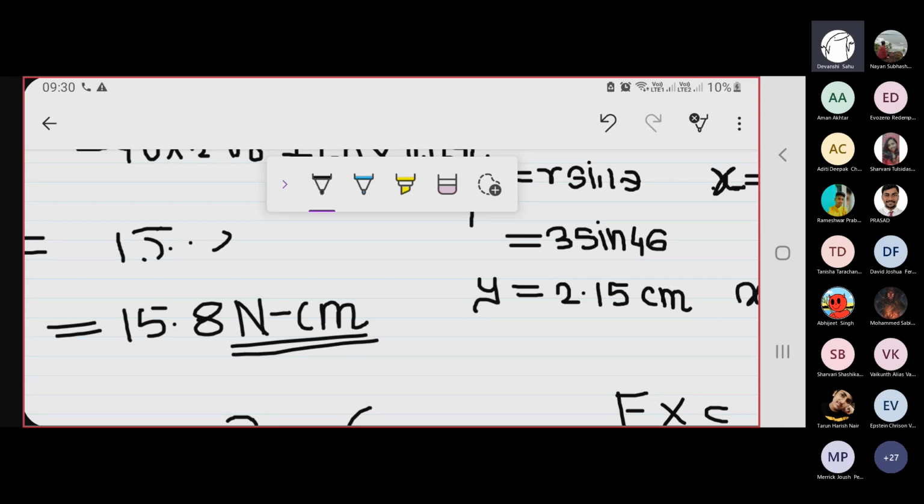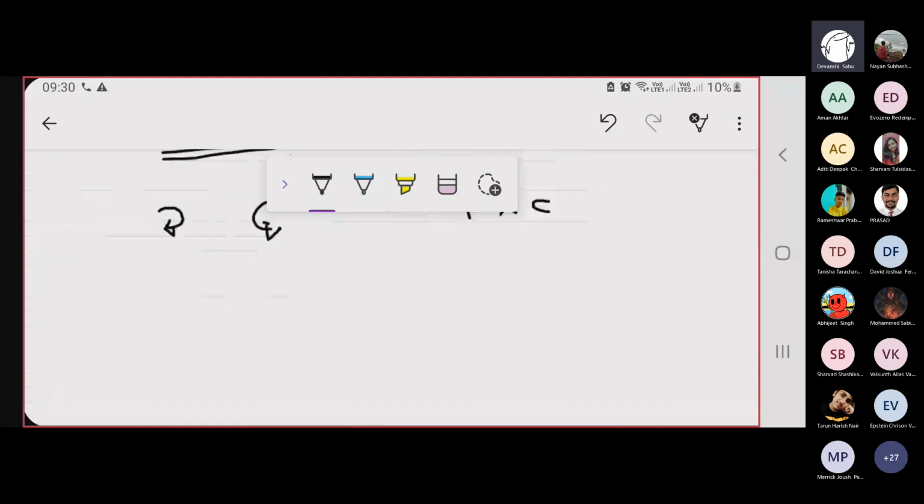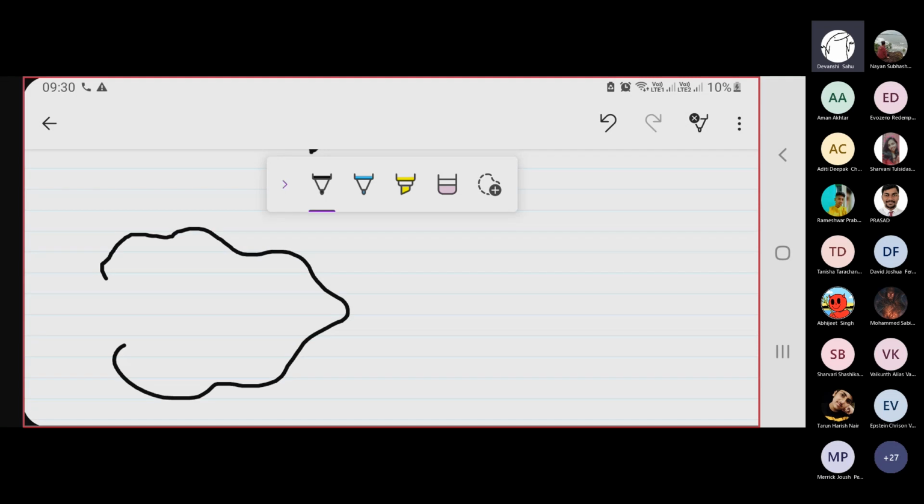So Newton centimeter, remember. Okay. If this distance are in meter, it will be Newton meter. Now our moments, some problem you will get different kind of moment. Okay. So let's do some addition of moments.